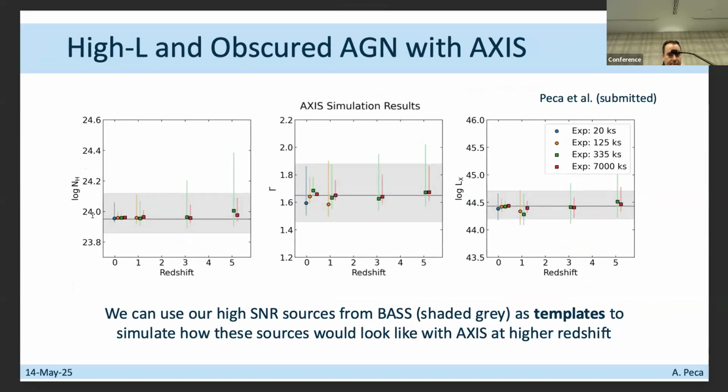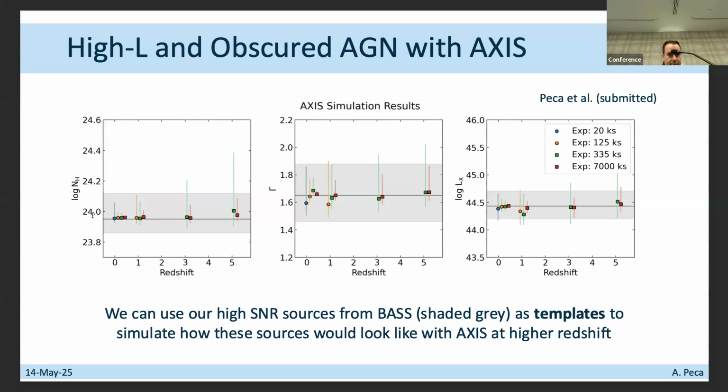So again, why is studying local analogs important? Local objects have broadband spectroscopy, very high signal to noise ratio, and very nice modeling. We can use this modeling to make very precise templates to see how obscured AGN can look at high redshift. And this is what we did. We took some of our best studied sources, artificially redshifted them to higher redshift, and simulated how this source would look with AXIS.